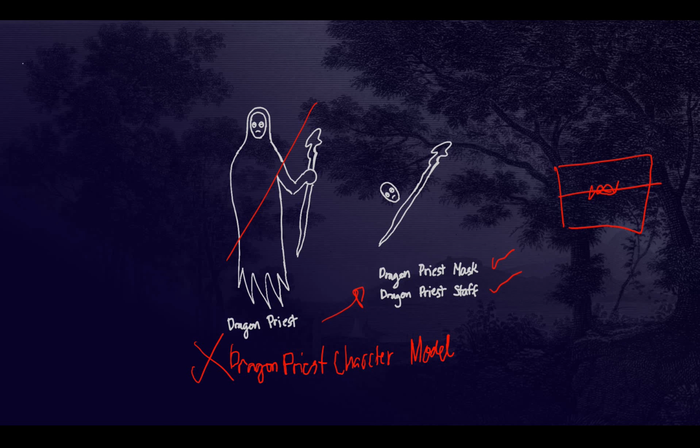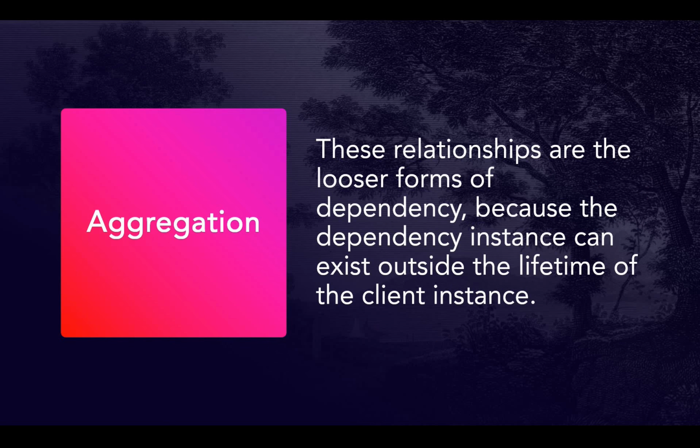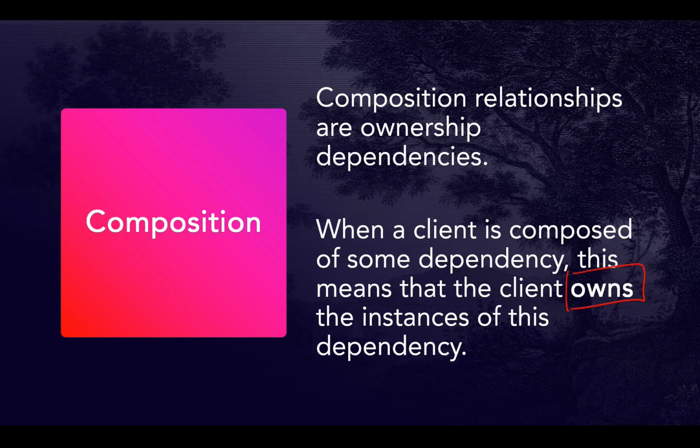So this is the rule of thumb to use when you want to specify exactly what kind of dependency relationship is between these two classes. Is it specifically composition or is it specifically aggregation? The way you see that is to check if these dependencies exist outside the lifetime of the Dragon Priest instance or the client classes.